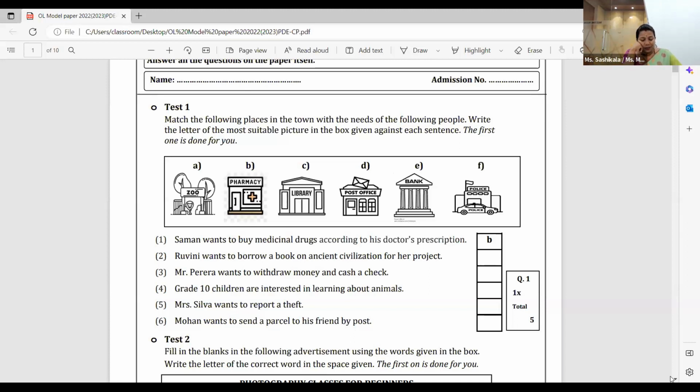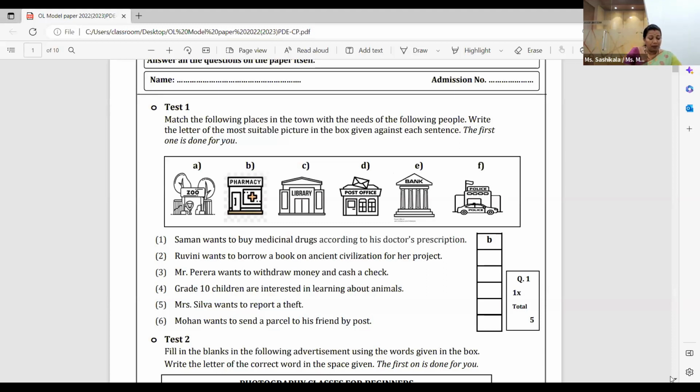And the next one, grade 10 children are interested in learning about animals. They're interested in learning about what? About animals. So you should be able to see where the word animal is associated to. Next one, Mrs. Silva wants to report a theft. What do you mean by theft, children? Theft is a robbery, right? So you should remember, report. Where do we report? When a thief comes to your house or your commercial place, we go to this place and lodge an entry. Next one, Mohan wants to send a parcel to his friend by post.